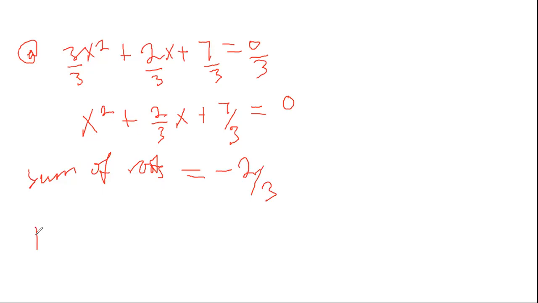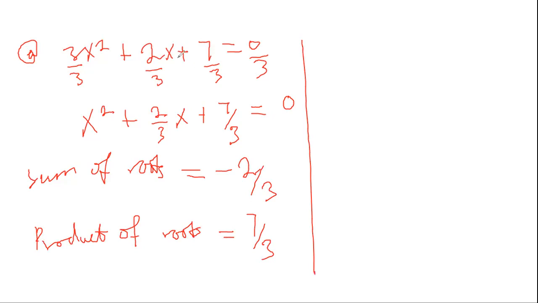And then product of roots equal to c over a, which is still the same as 7 divided by 3. So directly from here, you would say from the equation 3x squared without dividing, a is 3, b is 2, and c is 7.